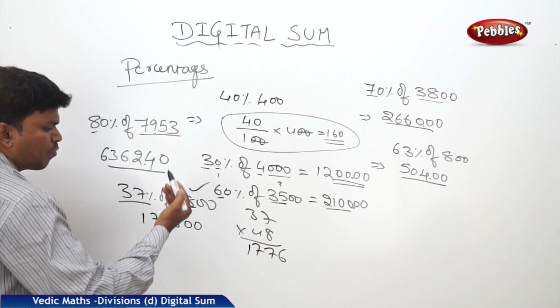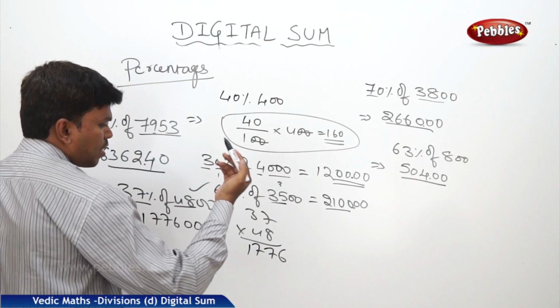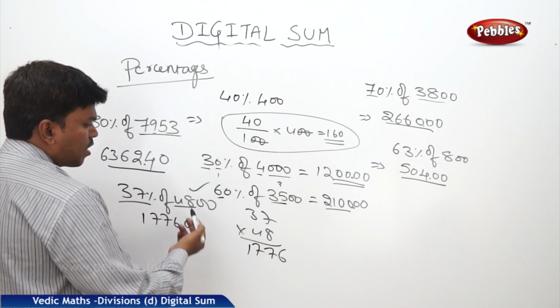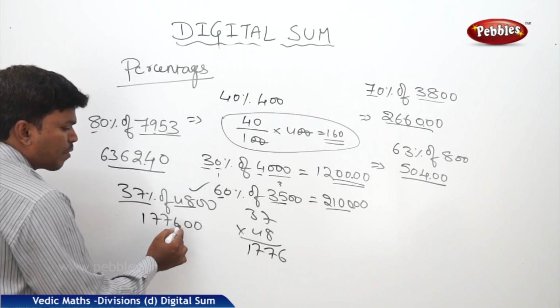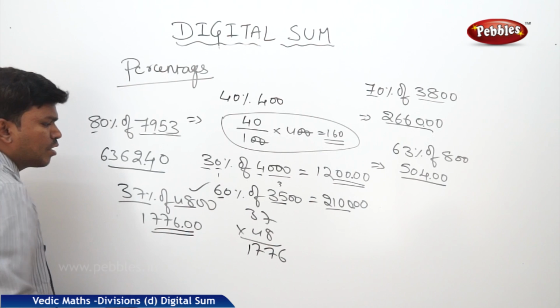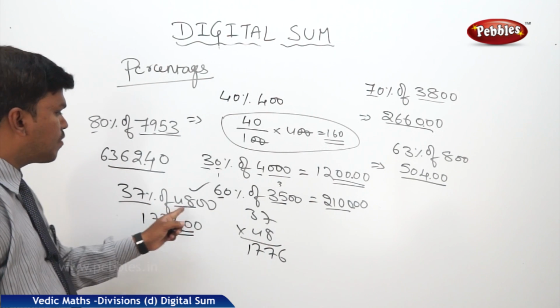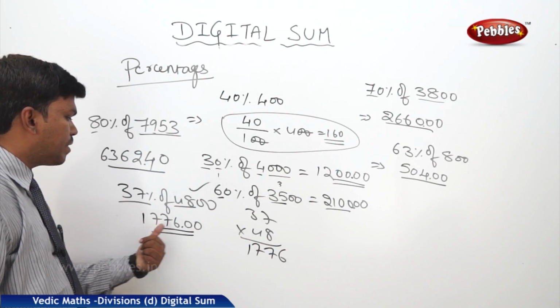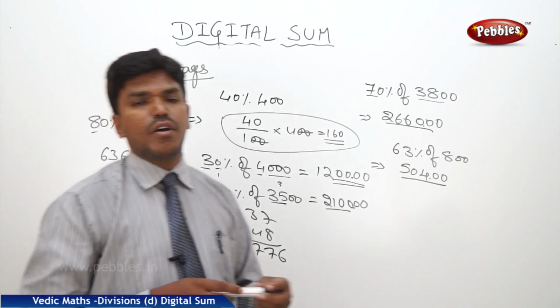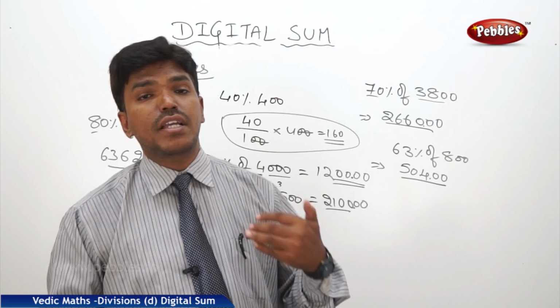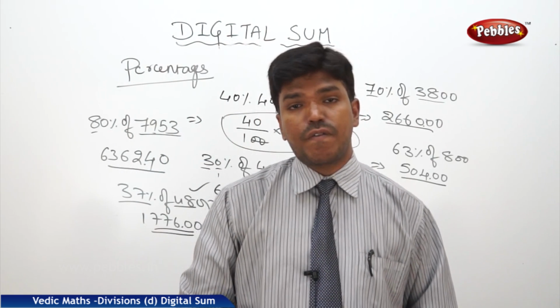So what you need to do? Percentage means put a decimal point after 2 digits from right. This will be your answer. So 37% of 4,800 is how much? 1776. Like this, even you calculate percentage values in a faster way by applying the multiplication techniques of Vedic maths.